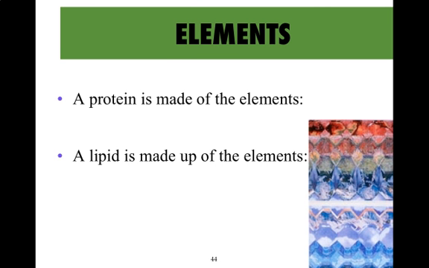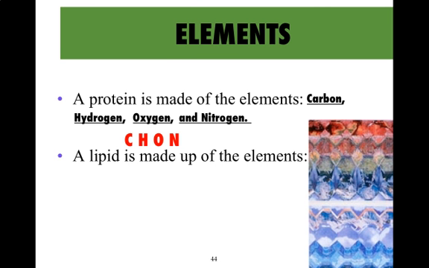Okay, a protein is made of the elements what? Let's see if you can write these down and remember them from the biochemistry unit. All right, you should have written carbon, hydrogen, oxygen, and nitrogen. Remember, our symbols come together to make CHON. C-H-O-N are the elements for protein.